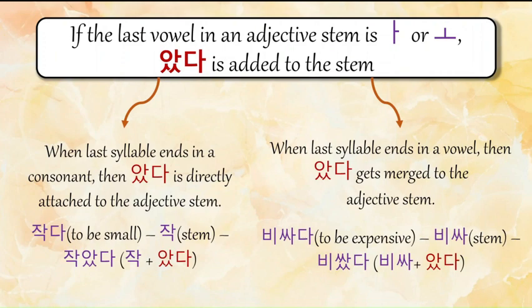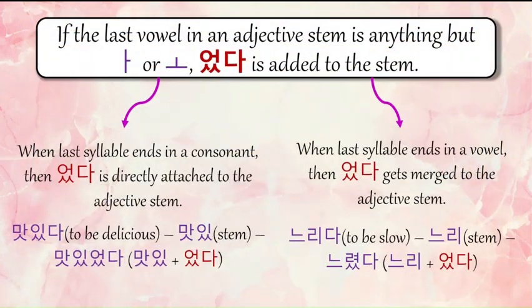Okay, alright. Next case is if the last vowel in an adjective stem is anything but a or o, then what you have to do? You have to add otta to the stem. So first case is if the stem ends in a consonant, then otta is directly attached to the stem.